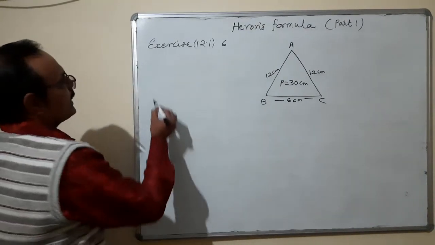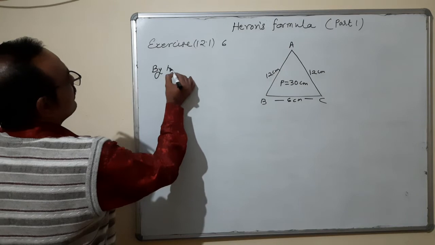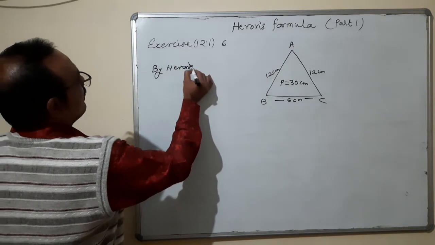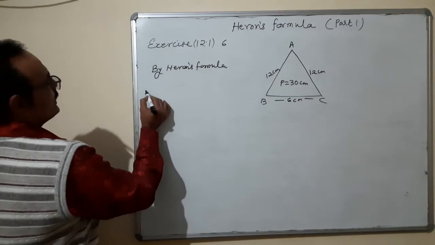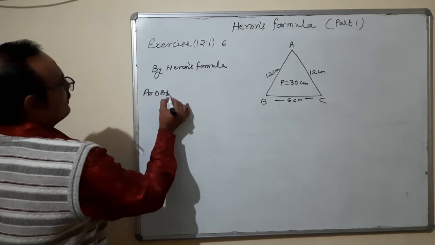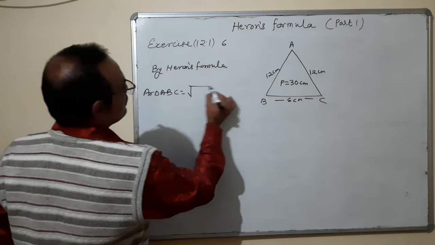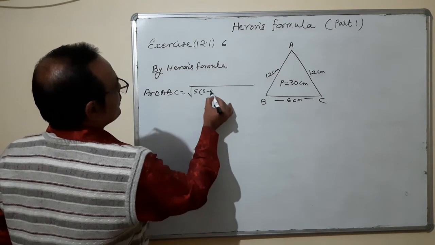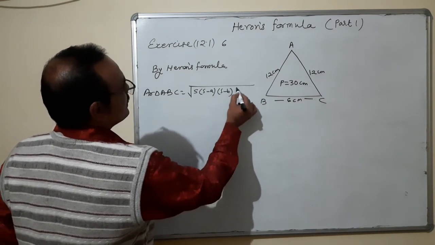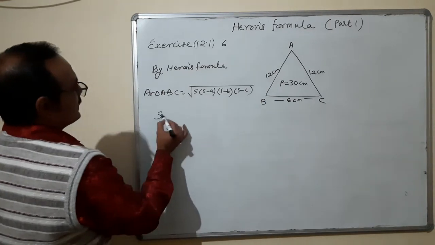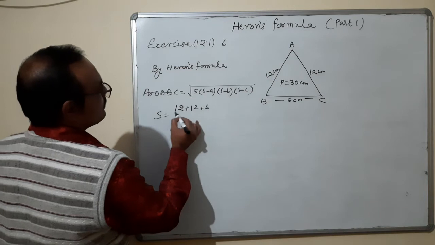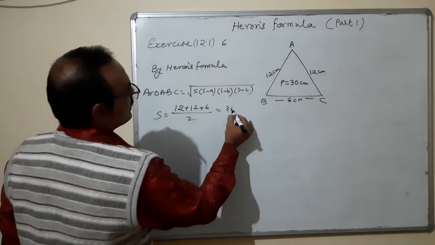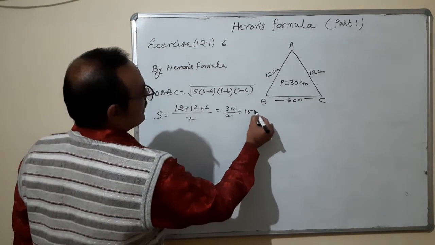Directly using Heron's formula, the area of triangle ABC is equal to the square root of S into S minus A, S minus B and S minus C. S is equal to A plus B plus C by 2, which is 12 plus 12 plus 6 upon 2. That means 30 upon 2, that is 15 centimeter.